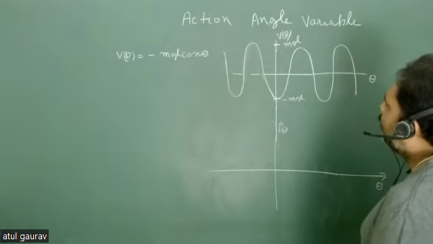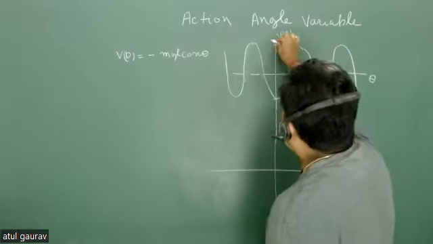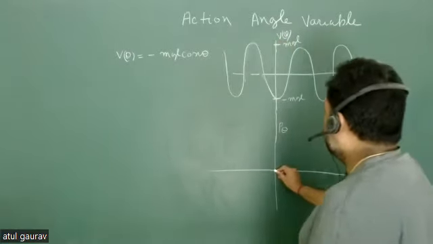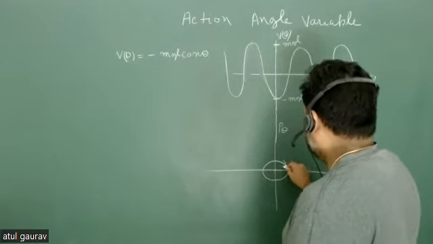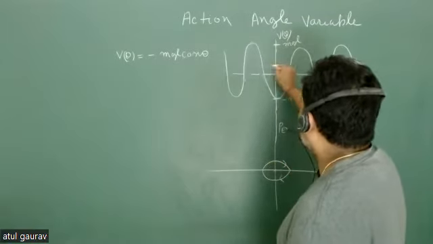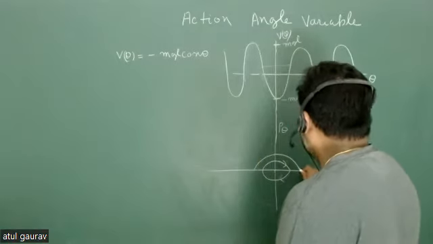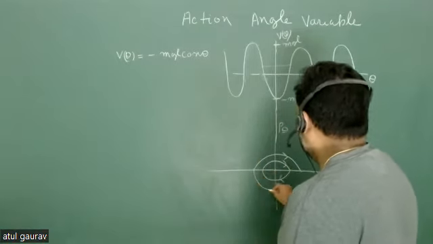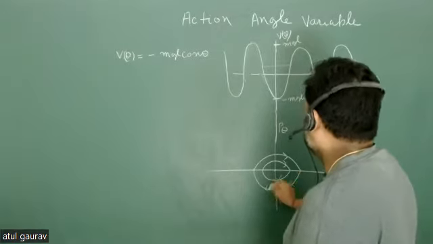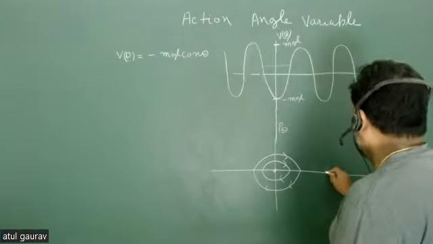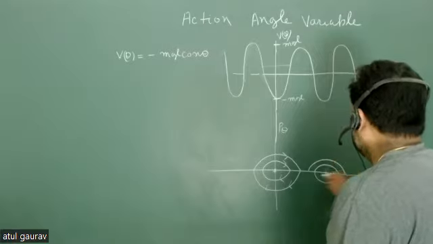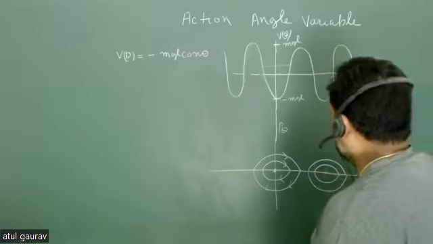You cannot have energy less than minus mgl. But if you have any energy between minus mgl and plus mgl, then what will happen? You have which kind of motion? Bounded motion. Suppose you take this energy, you have bounded motion, and this is a stable equilibrium point. Similarly, you have bounded motion in this valley also.